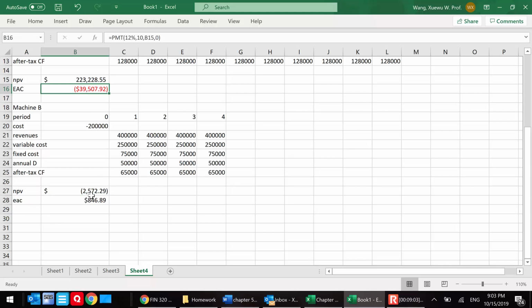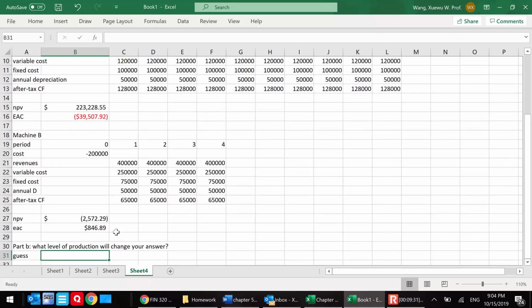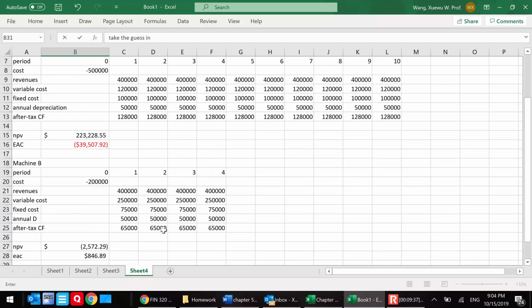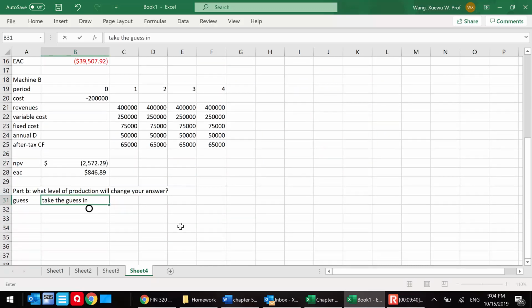Okay. So part B is asking, at what level would you change your answer? So you can now look at what you need to do. Part B: what level of production will change your answer? In other words, how do you change your preference between these two machines? Now, if I want to change this, I'm going to take a guess. How about we just guess the number? I'm recycling part A now. Take the guess in C4. That was the original input, so I'm going to use that as the guess.